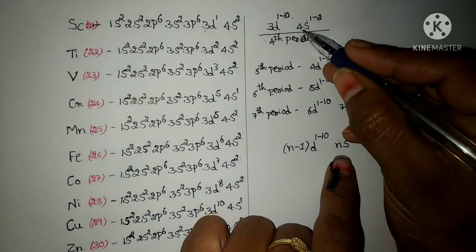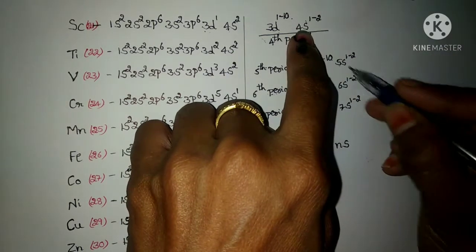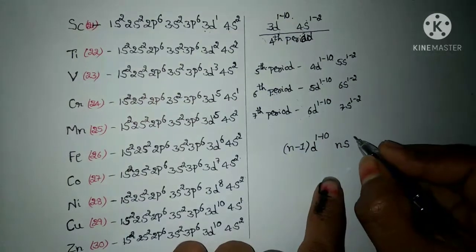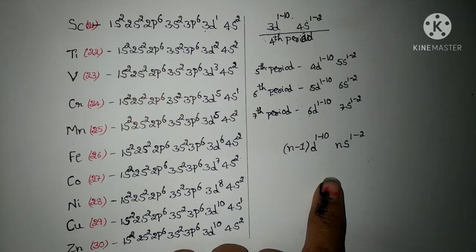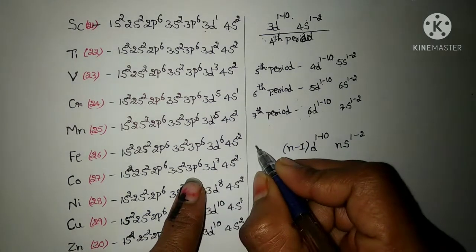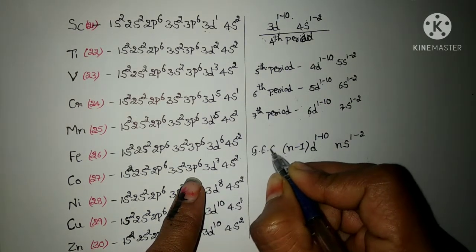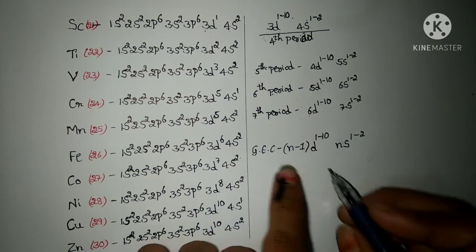Next, come to the valence shell: 4s, 5s, 6s, 7s. How many electrons are present? It may be 1 or 2 electrons. Okay students, so this is the general electronic configuration for d block elements.